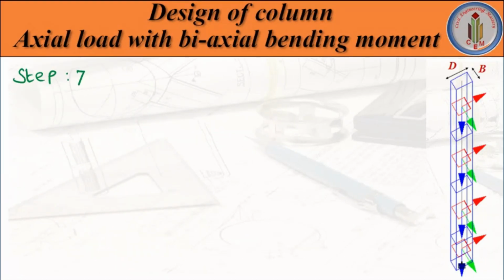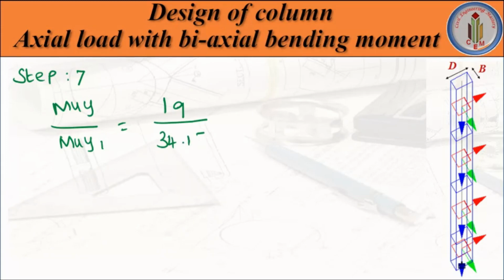Step number 7. In step number 7, we need to find out MUY by MUY1. We know the value of MUY is 19 kilonewton meter, which we took from STAAD Pro software, and MUY1 we had calculated as 34.17. By solving this we get 0.556.